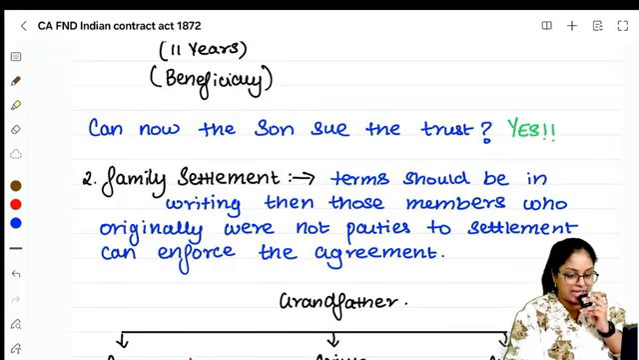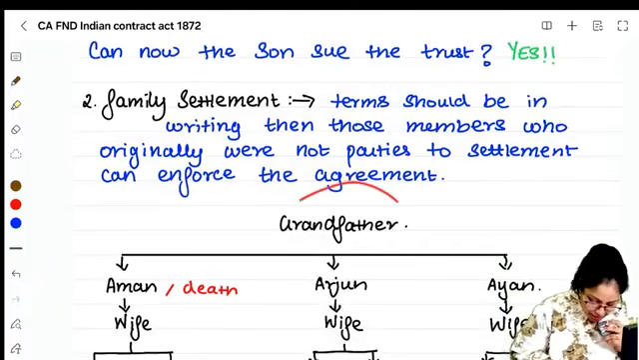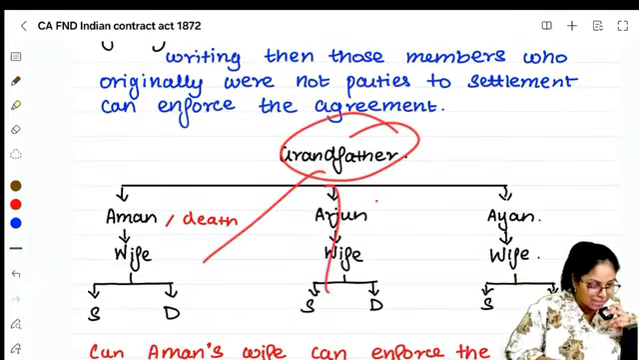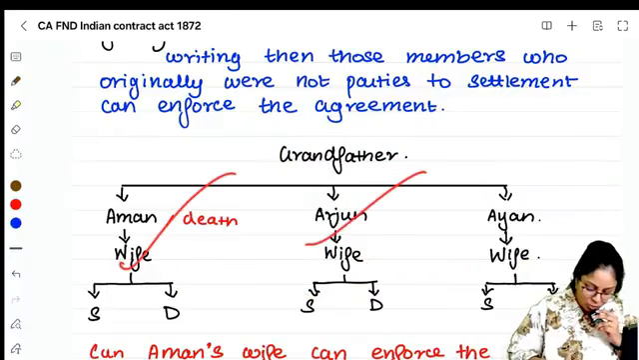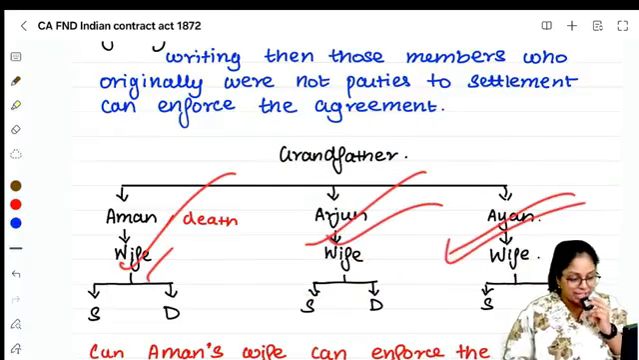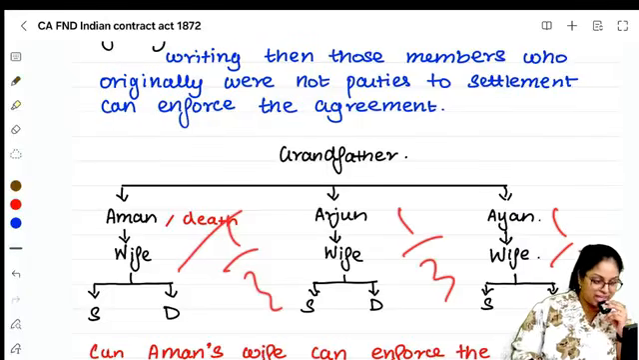In a family settlement case, here if you see, there is one grandfather who has three sons, Aman, Arjun and Ayan. He has divided his property equally among the three sons, one third each.